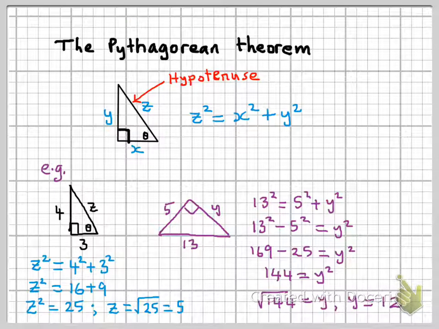And then we can have 169 minus 25, which is equal to y squared. And then we can have the square root of 144, which is 169 minus 25, the square root of 144, which will be 12. Therefore, the missing length of the side is 12.